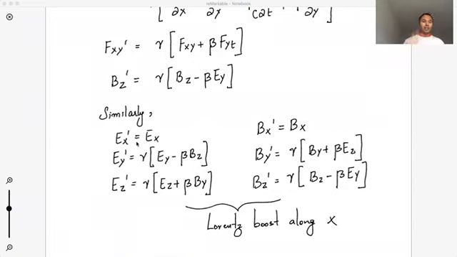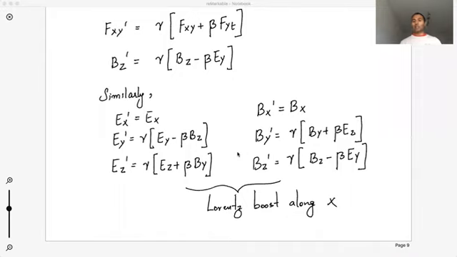You'll see that the x component of the fields does not change at all. This is for a pure Lorentz boost along the x-axis, and the y component of the electric field is going to involve the z component of the magnetic field. When you Lorentz transform, the y component of the magnetic field is going to involve the z component of the electric field. The z component of the electric field involves the y component of the magnetic field. The z component of the magnetic field involves the y component of the electric field. Yeah, so these are the transformations of electromagnetic fields between two frames.